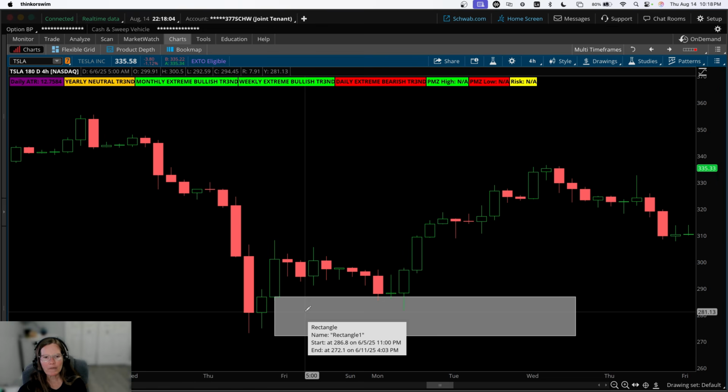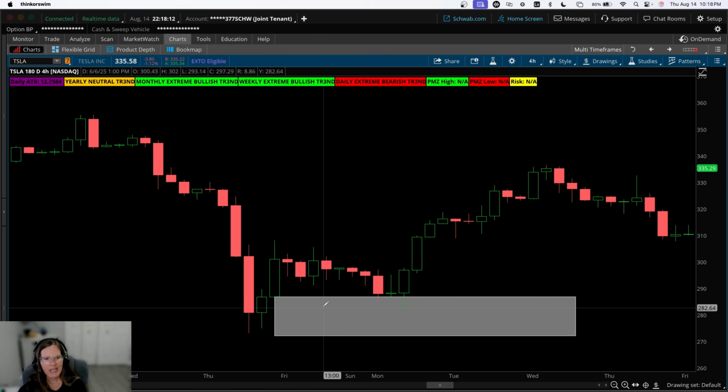Now remember, I told you I use this one candlestick pattern not only for my entries, but also for my targets. It gives me a defined risk on my entry as I'm entering here in this buy zone. The bottom of this buy zone is my stop.